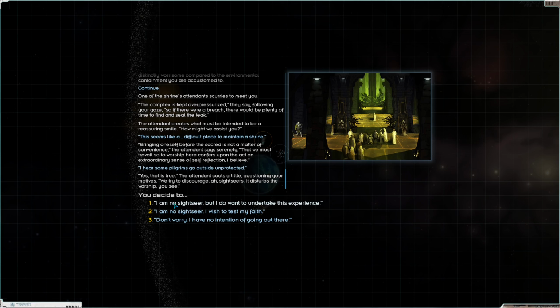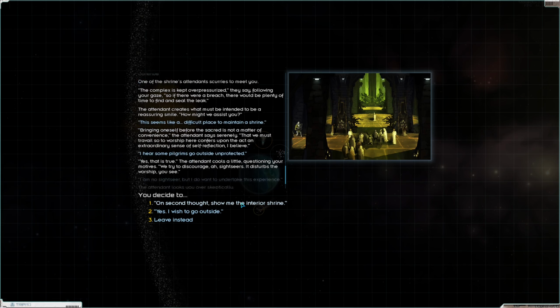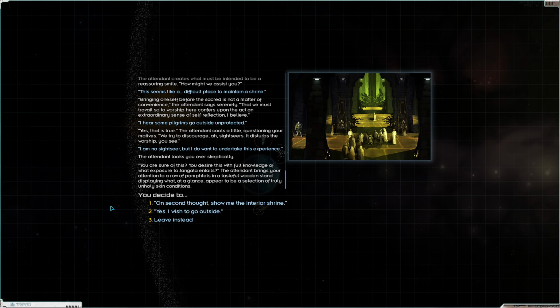I am no sightseer, but I do want to undertake the experience. They look you over skeptically. Are you sure of this? You desire this with full knowledge of what exposure to Jangala entails? The attendant brings your attention to a row of pamphlets and a tasteful wooden stand displaying what, at a glance, appear to be a selection of truly unholy skin conditions. Yes, I wish to go outside.